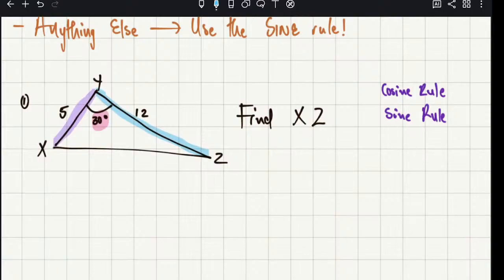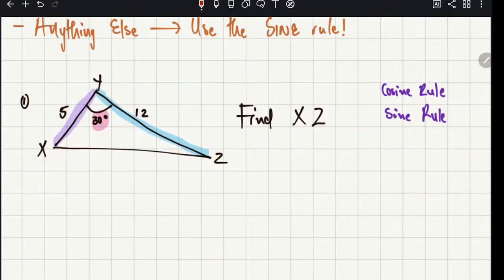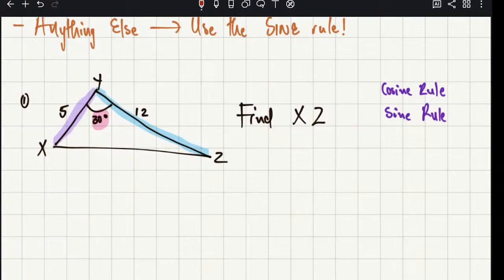Because we know them, this is an included angle. They meet at angle 30, so it makes angle 30 an included angle. Great. Now we use the cosine rule. So you can say this is the included angle, and it meets the conditions for the cosine rule.